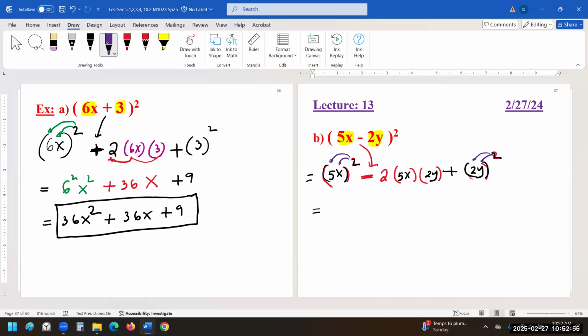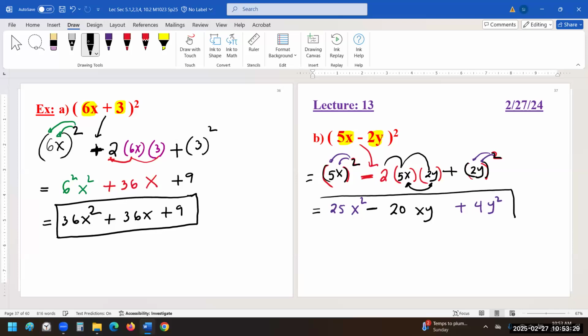And 5 squared gives us 25. X squared gives us x squared. Same thing here, we have 2 squared, which is 4, and y squared. In the middle, you multiply 5 times 2 is 10. 10 times 2 is 20. So you have 20. X times y. X times y gives us nothing extra. It's only x times y, which is xy. And that's it. This is what we get when you multiply the same binomial twice.